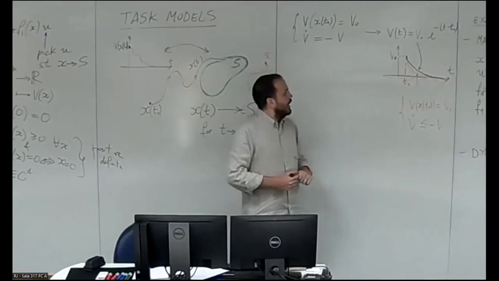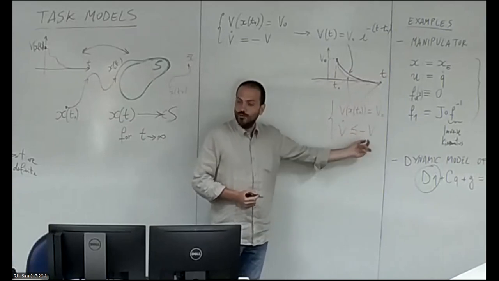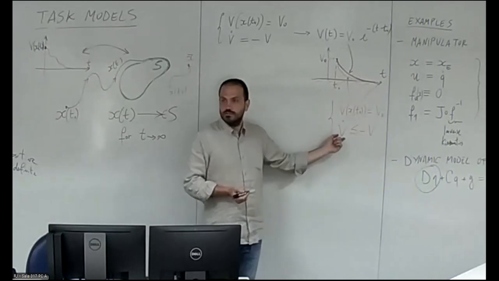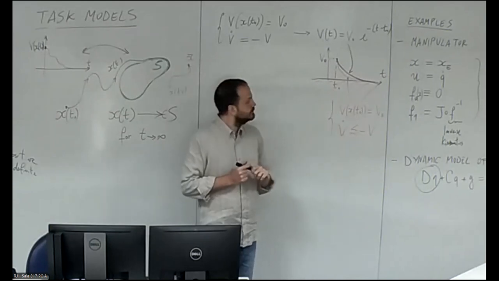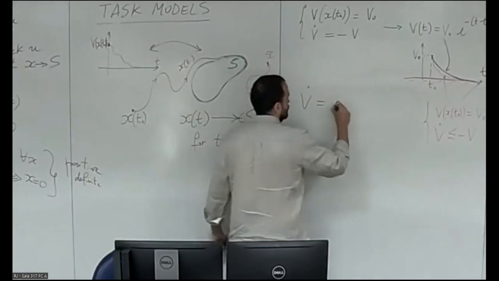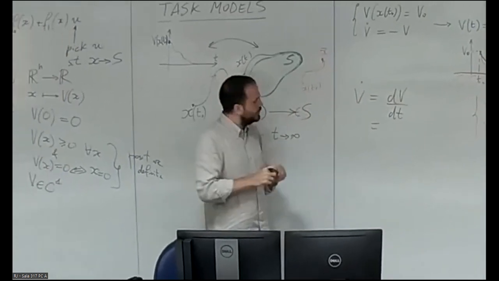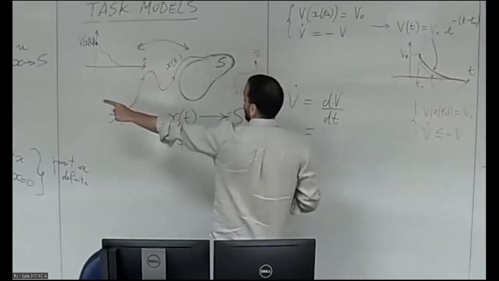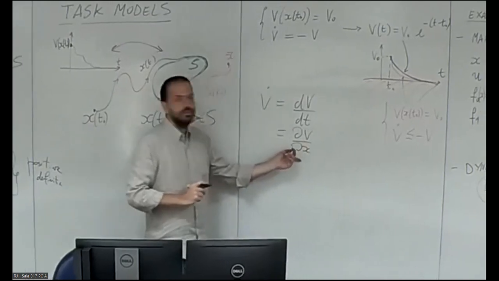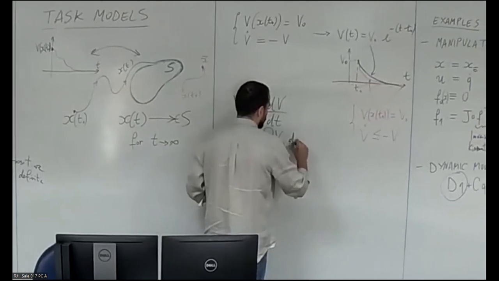So now, how do we make V move in this way, following this dynamics? We need to figure out what V dot is, how we can change V dot. What is V dot? V dot is d/dt of V. By chain rule, since V depends on x, we can write it as the gradient, dV/dx, the derivative, times x dot, so dx/dt.